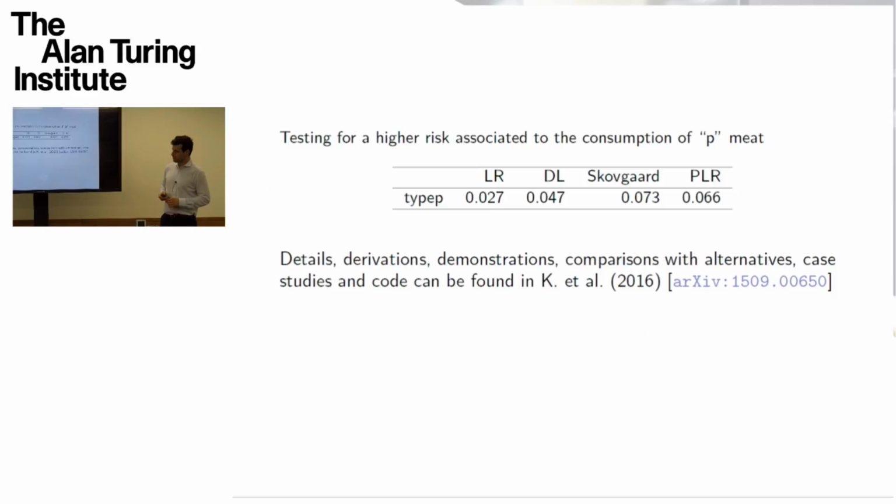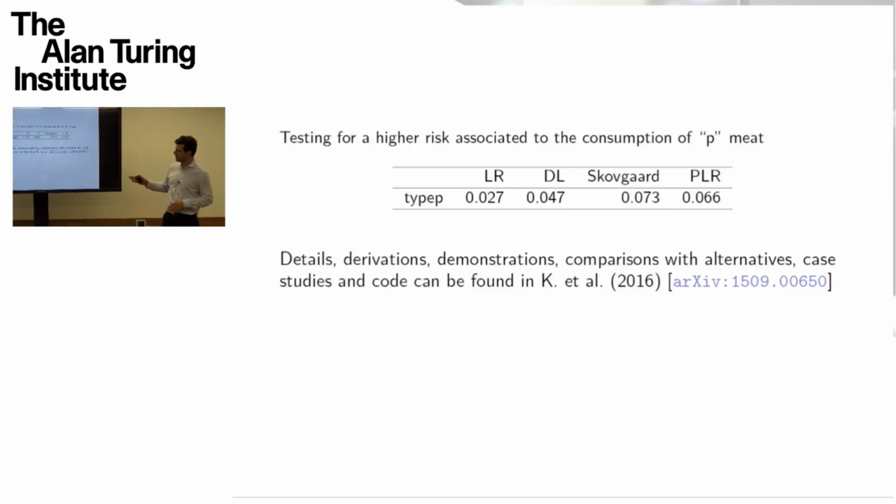So going back to the case study, if we repeat the test for a higher risk associated with the consumption of processed meat using the penalized likelihood ratio statistic, you get about a 2.5 times increase in p-value from what the likelihood ratio gave. So the evidence is actually much weaker than the authors claimed initially. And the results agree with what Skovgaard gives.